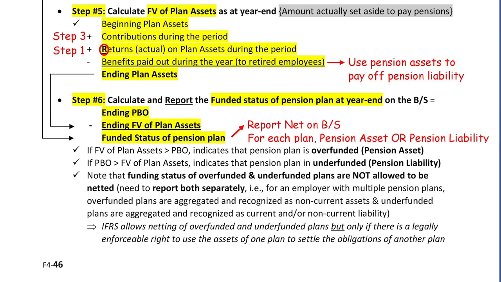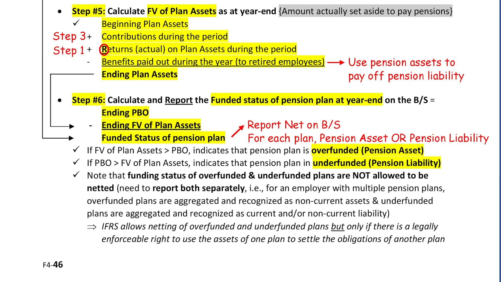So guys, if it's a pension asset, we could say it's highlight overfunded pension asset. If it's a pension liability such that the ending PBO is more than the ending fair value of plan assets, you could say that the plan is highlight underfunded pension liability. Now it says, note that funded status of overfunded and underfunded plans are not allowed to be netted. Need to report both separately.